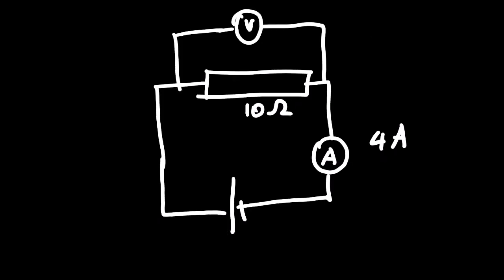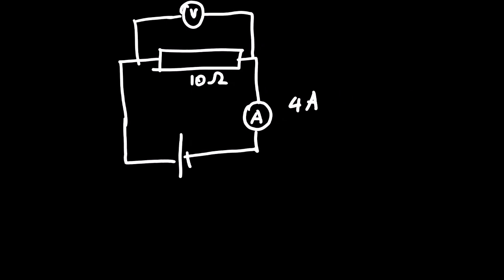The first question, we look at this particular circuit. We have one resistor, R, and the resistance of this resistor is 10 ohms, and then we can see that we have a voltmeter connected to the 10 ohms, and the ammeter, which is connected in series with the circuit, registers 4 amperes. Then the question: calculate the reading on the voltmeter.